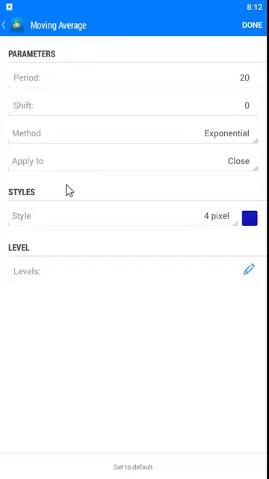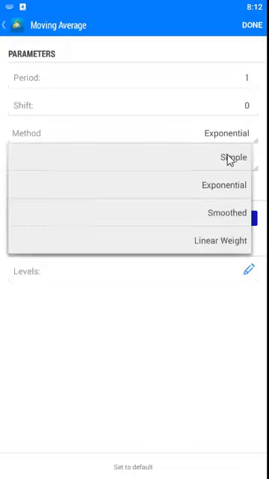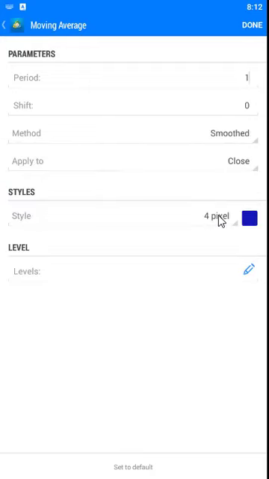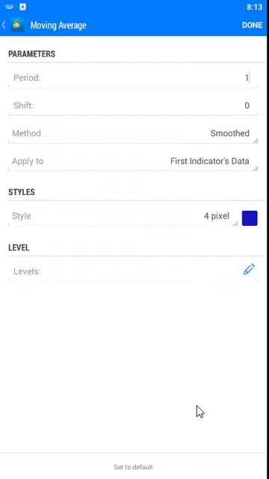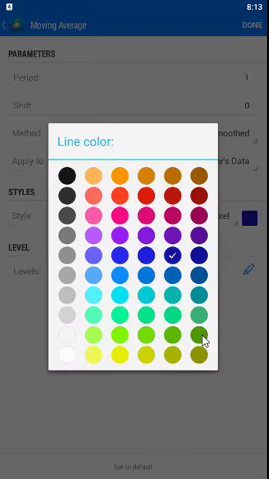So that's what we're going to do. The parameters for this will be: the period will be one period. The shift is going to be 0. The method will be smoothed, so you come here and look for smoothed. Now apply to: you click this arrow here, it's not going to be closed. You're going to apply it to first indicator data, as you can see here. So you click. Then the style will be 4 pixels. Then the color will be green.